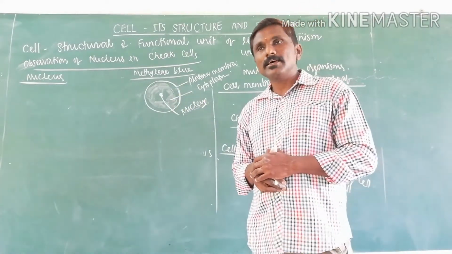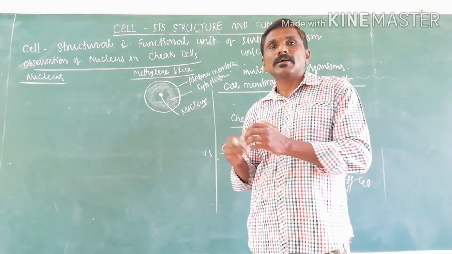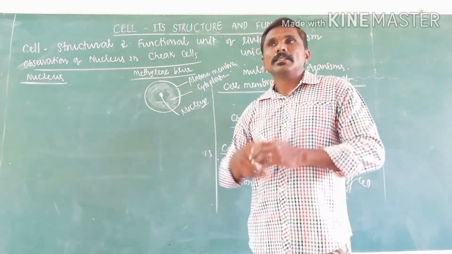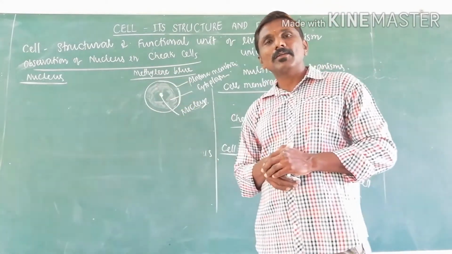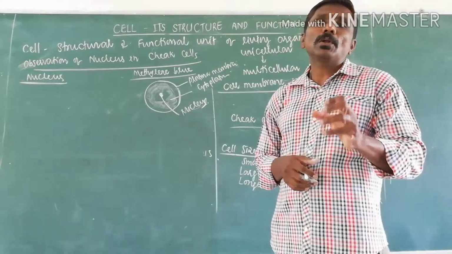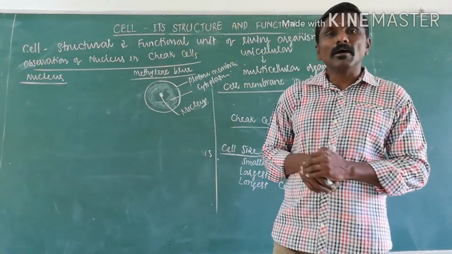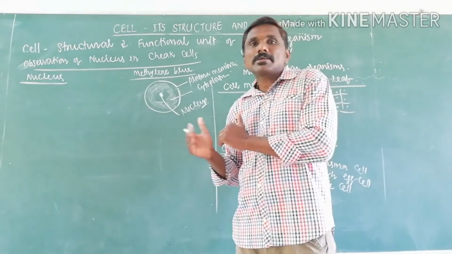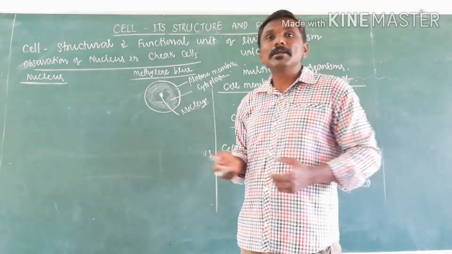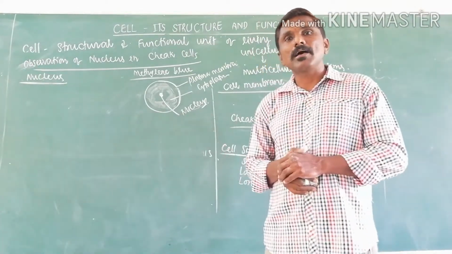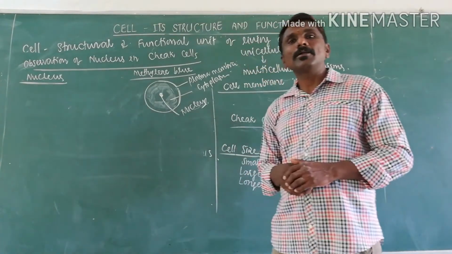And another point: there is a boundary which separates the nucleus from the cytoplasm. That is called the nuclear membrane, and the fluid matrix inside the nucleus is called the nucleoplasm. So there is a clear-cut separation of the nucleus and the cytoplasm in eukaryotes, whereas in prokaryotes all the nuclear material is scattered in the cytoplasm. So there is no nuclear membrane in prokaryotes.